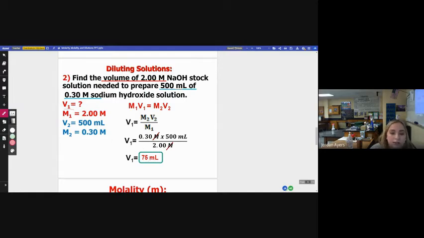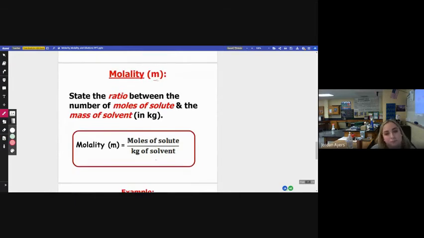Your unknown needs to be in the same units as your known sample, okay? So my volume 2, which is my known, is milliliters, so my unknown has to be in milliliters as well.